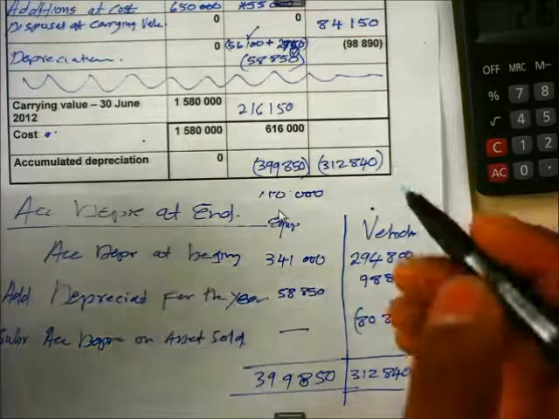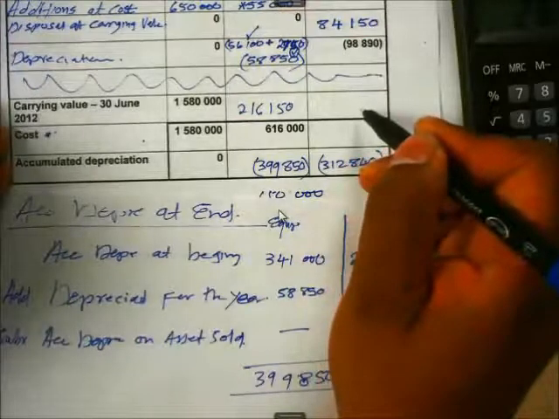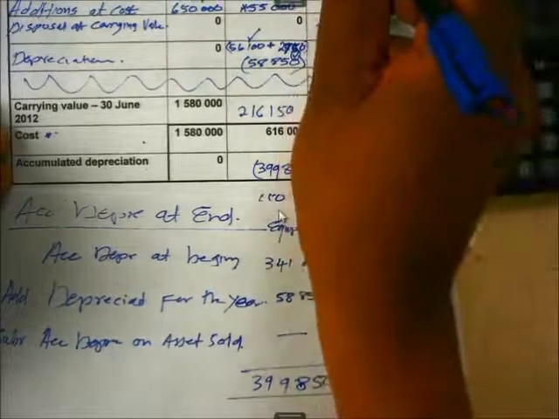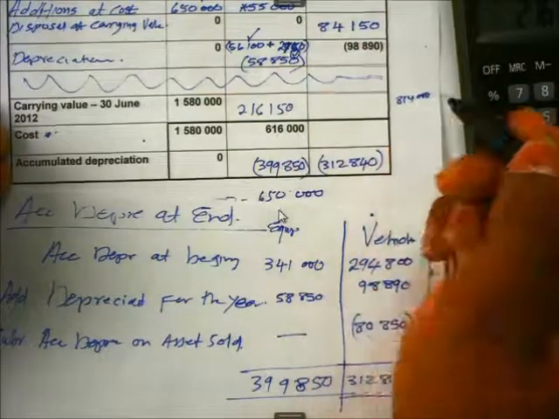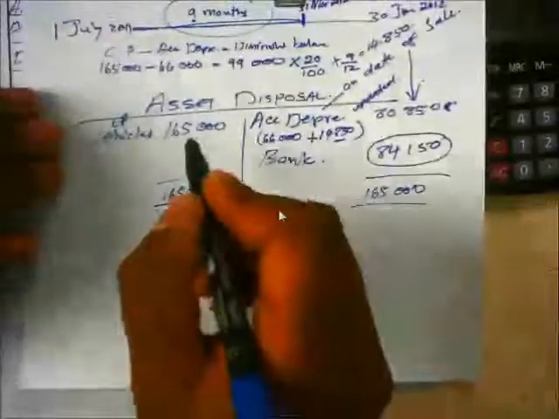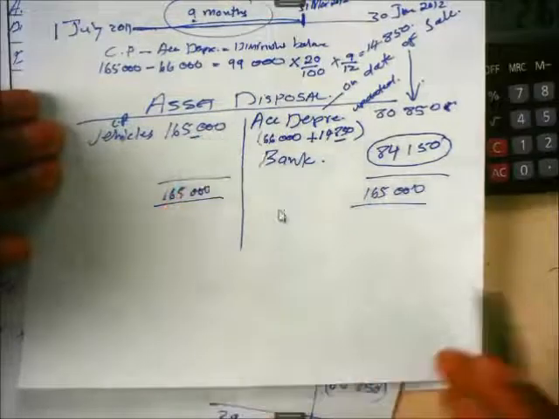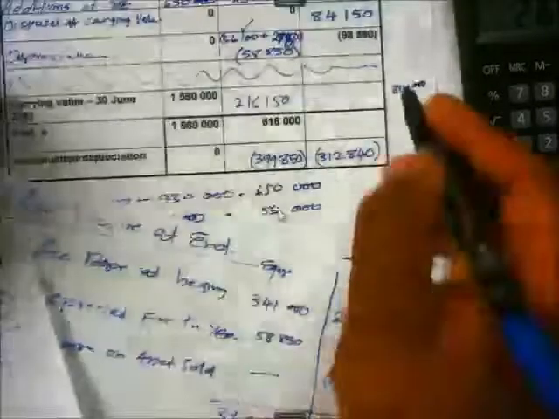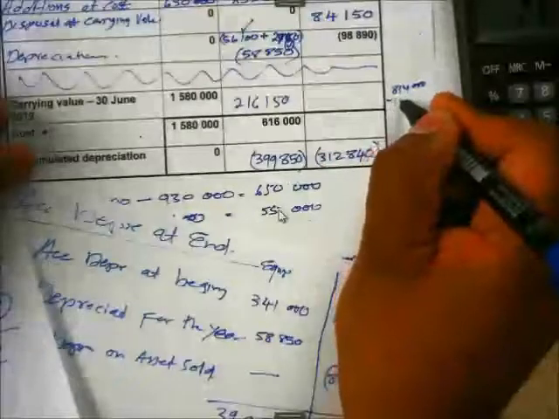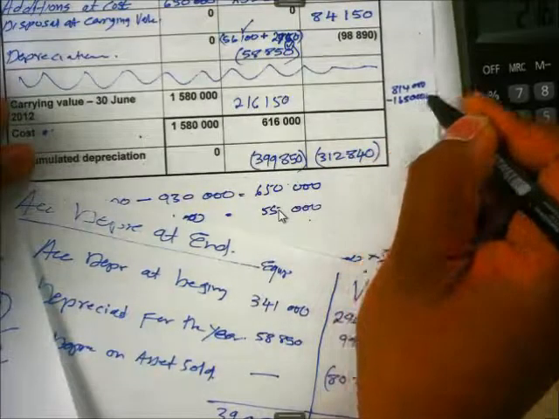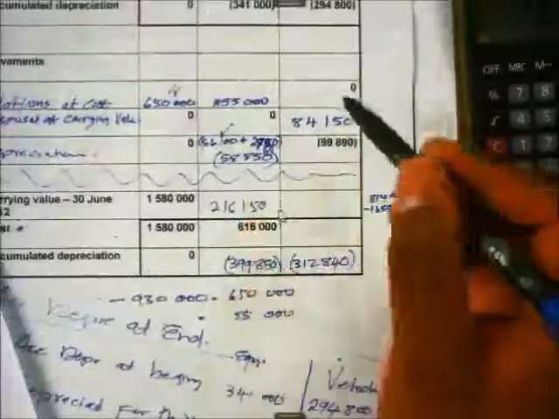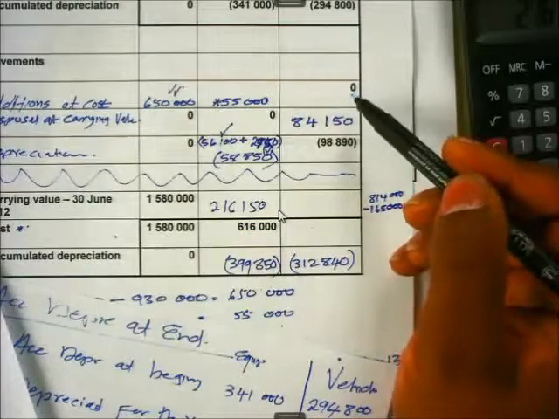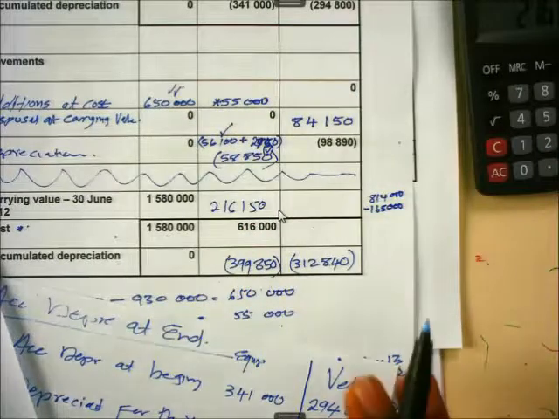Now, this is a very simple calculation. Remember at the beginning of the year, the cost price of vehicle was 814,000, right? And then we sold a vehicle with a cost price of 165,000. Therefore, we must subtract 165,000. No new vehicle was purchased, okay? How do I know that? Because they've put in a zero there. Because that zero says to me, no new vehicle was purchased.